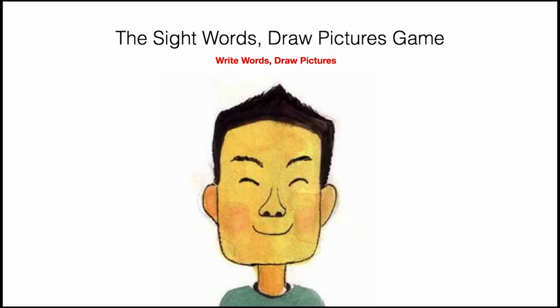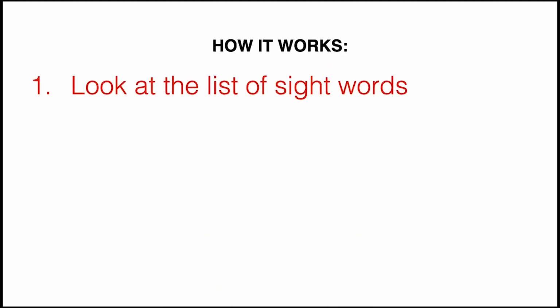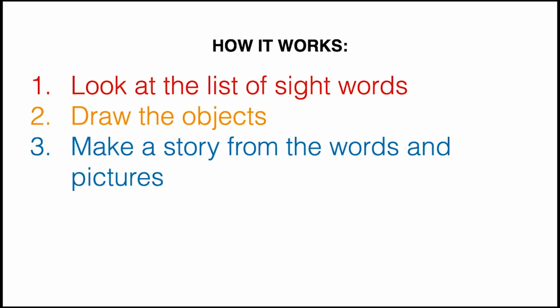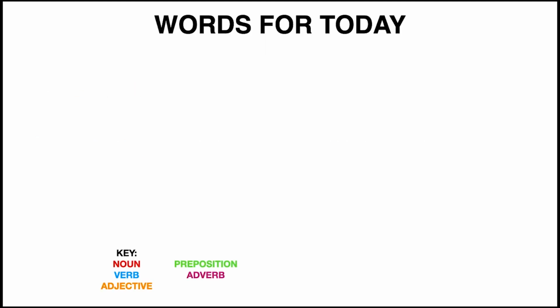Today we're going to go through some more sight words, draw pictures game, where you get to write the words and draw the pictures. And how it works is you look at the sight words, draw the objects, and you make a story from the sight words and pictures. So today we're actually going to make a theme around mom because Mother's Day is coming up.